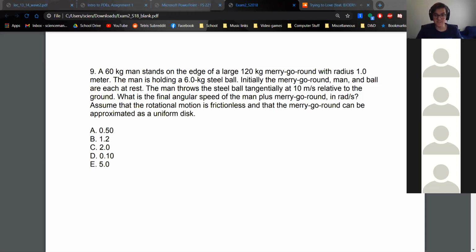Someone asks, is L the distance from the ball to the center of the circle? Capital L is not. Capital L refers to angular momentum, but the R in R cross P does refer to the distance from the ball to the center of the circle.